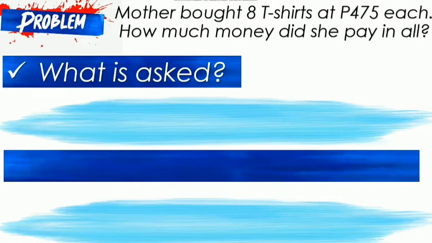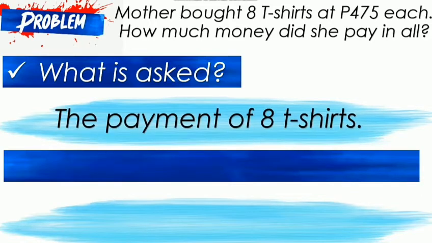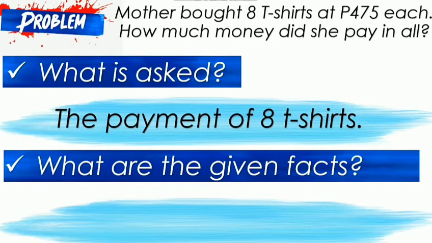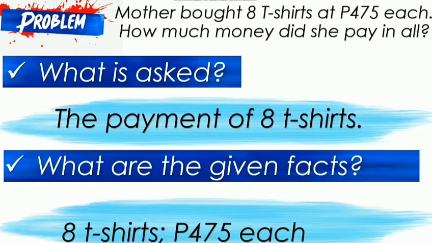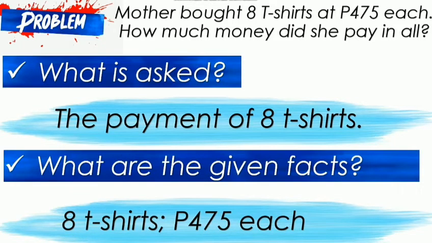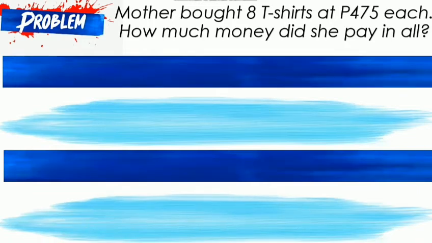Then from there you move to the information given. If you look at what we have in the question, they give us the price of a shirt. Each shirt is 475 pesos. So they're now asking us to find the amount she paid for 8 shirts. The question is asking us the payment for 8 t-shirts, and the given fact is 475 pesos each for a single shirt.